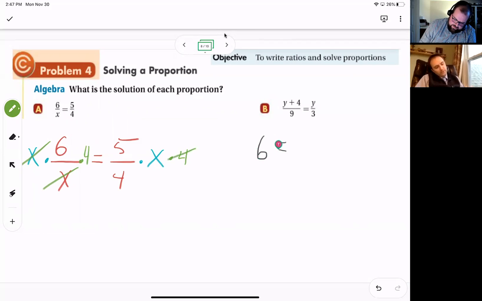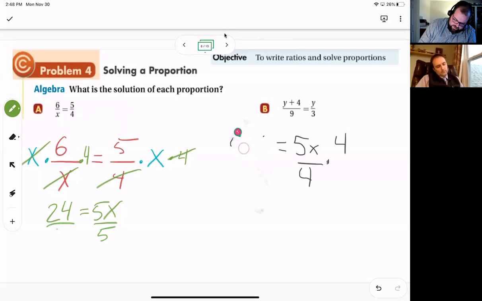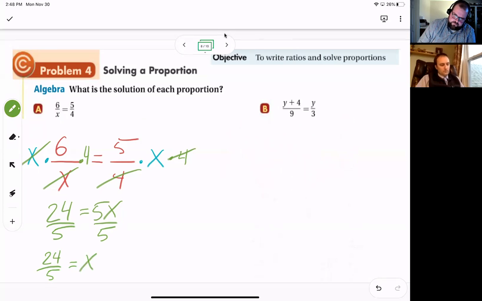And if that makes you uncomfortable, Mr. Carlson is right here, and he's multiplying by 4. If you just need a different way of looking at it. So that's going to get me to 24 on the left is equal to 5x on the right. Divide both sides by 5. We get 24/5 is equal to x. And I like it.